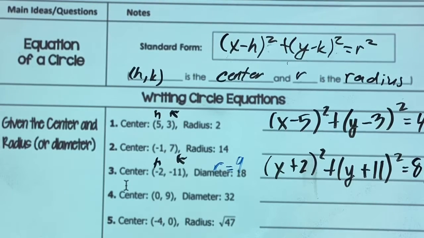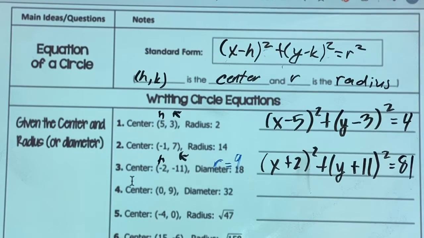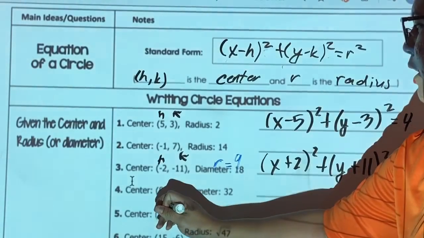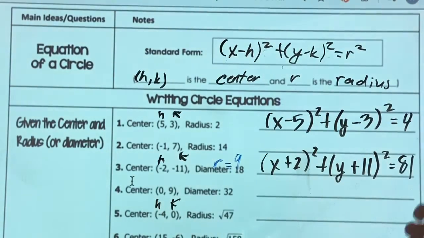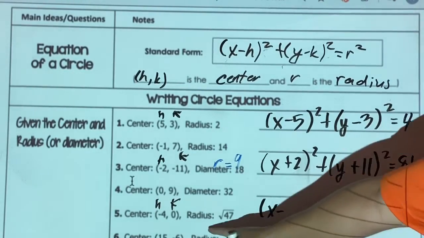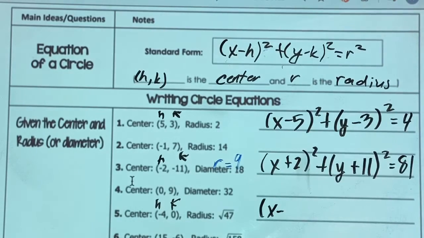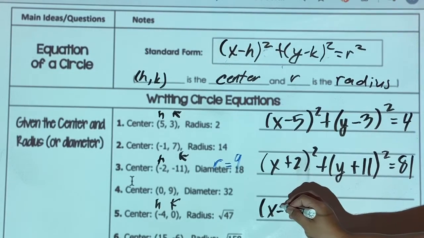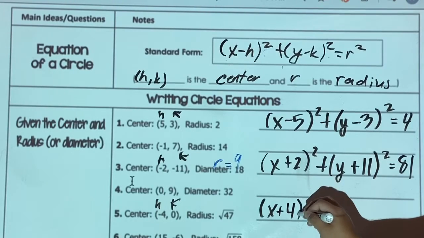All right. I'll zoom out a little bit so you can see that. There you go. Okay, and then lastly, number 5 that we're going to do. So the center is -4, 0, right? So I have h and k. So -4, 0. I'm going to start off with x minus, and then h is -4, so that means that this has to be +4 squared.